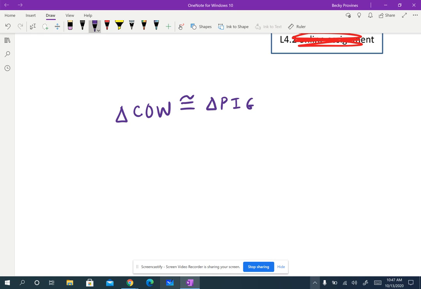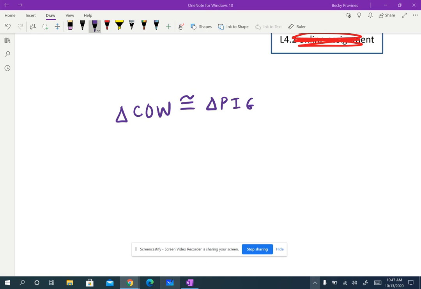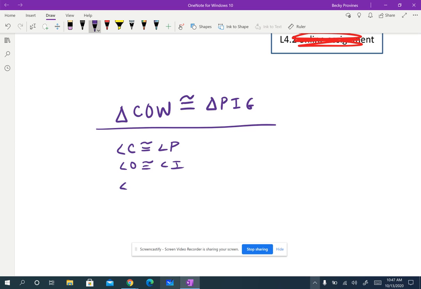So this tells you 6 things, right? So let's list the 3 congruent angles. Angle C is congruent to, say it, P. Angle O is congruent to I. Angle W is congruent to G. All right, so that one's usually the easy one. The segments, for some reason, people can do 2. The third one, for some reason, is much more difficult.